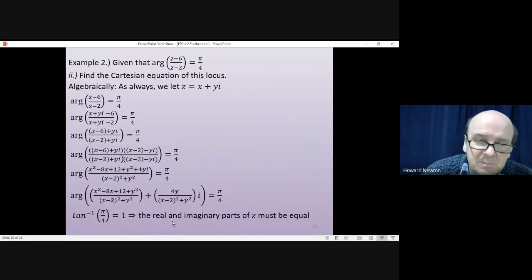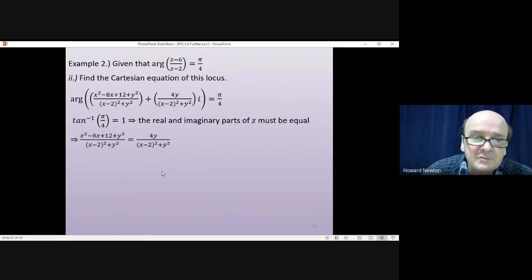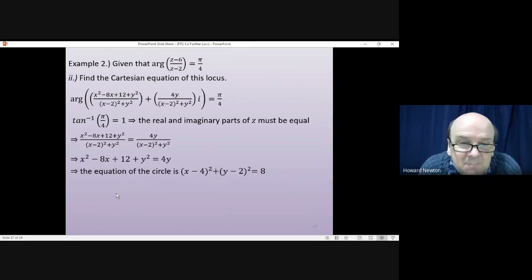So as with the geometric method, it just turns out to be very helpful that this angle is exactly pi by 4 radians. So that's where we've got to so far. We know that these two things must be the same as each other. Now it's straightforward algebra from here on. The denominators are both the same as each other, so you can just say straight away that the tops must be the same as each other. And then we're very nearly at the equation of the circle. So tidying that up, again, it'll give us x minus 4 squared plus y minus 2 squared is equal to 8, which is the same answer as we got using the geometric method.